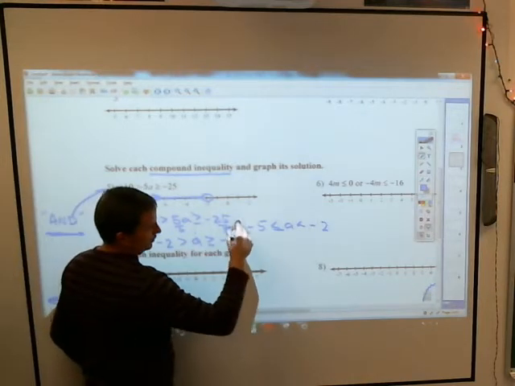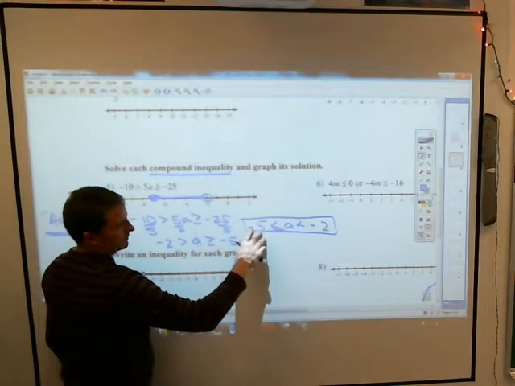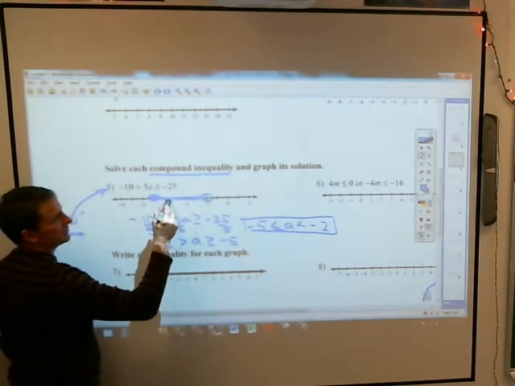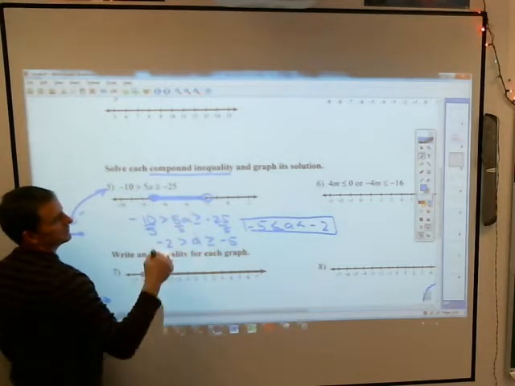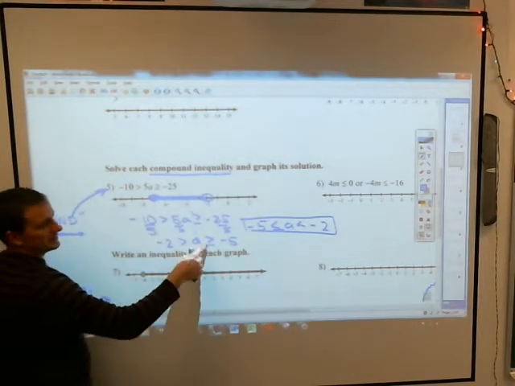Usually, this is the way it really should be written. A is greater than or equal to -5 and less than -2. But notice it's an and, and it is still colored in between. Open circle because it's not equal, closed circle because it is equal.